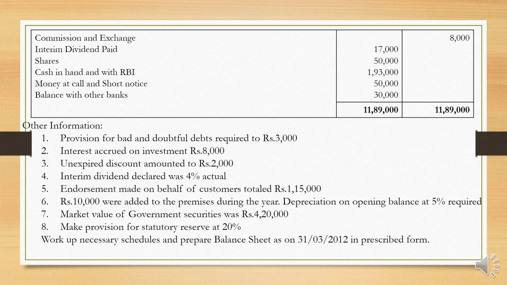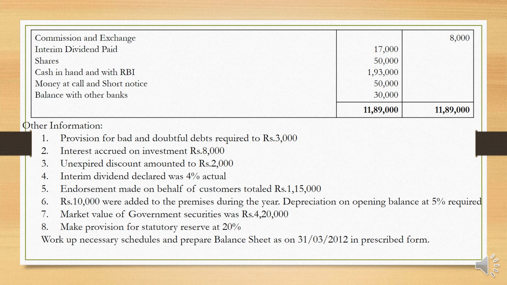So assuming that this 10,000 worth of premises is purchased at the end of this year. Then the market value of the government security was rupees 4,20,000. This is not going to have any impact, but in the schedule we have to show the market value when we write the investment in government securities. The book value is 4 lakh. We'll write 4 lakh itself in the amount column, but inside the bracket we have to show the market value. Only that is the adjustment for this.